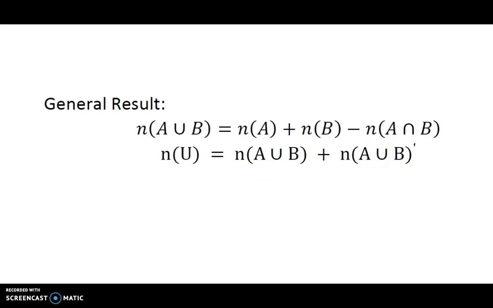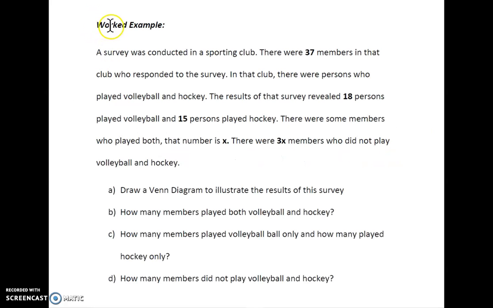Alright, so let's get into a worked example involving this. For my worked example, I'm considering this problem. A survey was conducted in a sporting club. There were 37 members in that club who responded to the survey. It took a survey about the sports that they played. In that club, there were persons who played volleyball and hockey. The results of that survey revealed that 18 persons played volleyball and 15 persons played hockey. There were also some members who played both hockey and volleyball, and that number is X. There were also 3X members who did not play volleyball or hockey. So you have some members who did not participate in hockey or volleyball.